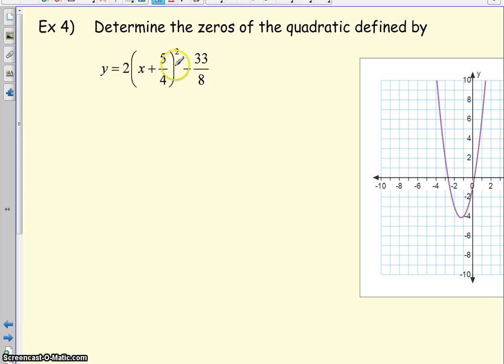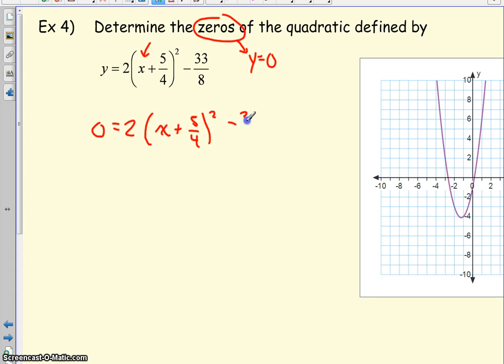Remember last unit, I said the unique thing about vertex form is there's only one x inside the equation, which means in theory we should be able to solve for our x if we need to. If we have a y value, we can solve for x. So if I'm looking for the zeros, remember those are the x-intercepts, which means that y is equal to 0. So I know I can sub 0 in for y, and then try and solve for x. As ugly as it looks with the fractions, it's actually not too bad. So what I'm going to do here to isolate for x, first thing I'm going to do is add 33 over 8 to both sides.